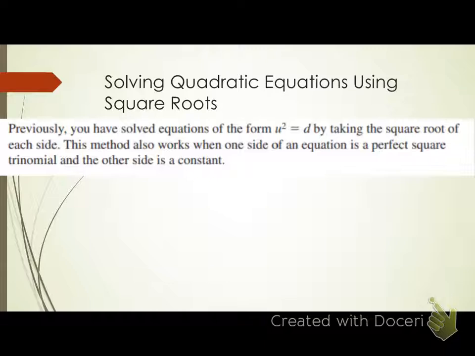So we're solving quadratic equations by completing the square. A few days ago, we solved equations of the form u squared equals d, where we took the square root of each side. So we had an x squared term and some other number. We took the square root of both sides, and that was our answer. Does everyone remember that? This method also works when one side of an equation is a perfect square trinomial and the other side is a constant.